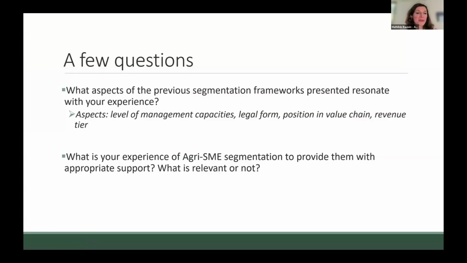Yes, no problem. Just to introduce very quickly the questions we'll discuss in our breakout groups. The idea will be to discuss the different types of criteria we mentioned in our respective experiences, to see if it resonates with your experience. And then the idea will be to get your feedback on the general idea of segmenting Agri-SMEs to provide appropriate support based on your experience. Does it work? Is it easy to do? Or are there some challenges? So let's discuss it after the other presentations.